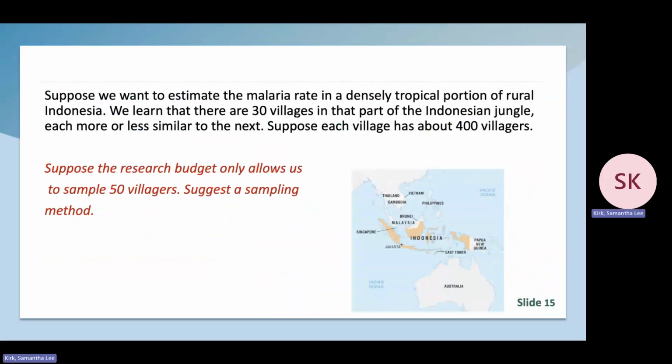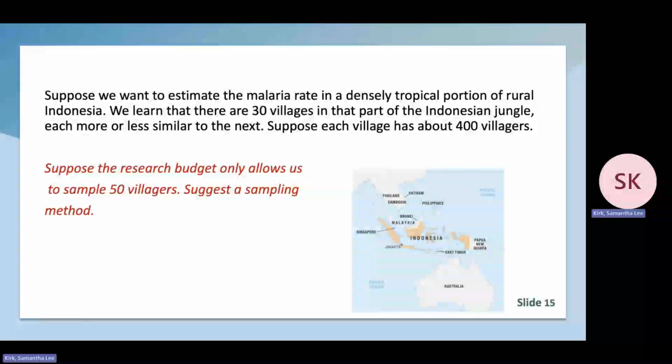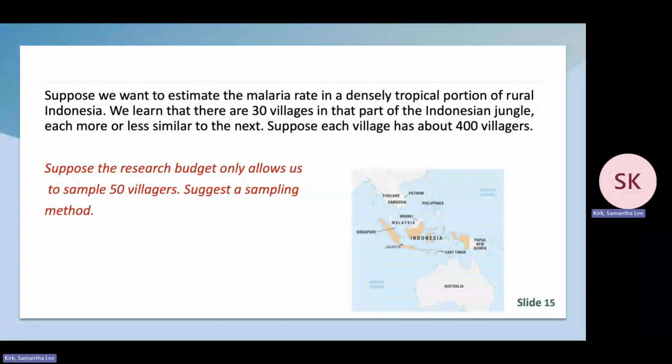Let's go back to that example of the malaria rate in a densely tropical portion of Indonesia. Now remember that we have 30 villages, and each village is more or less similar to the next. Each village has about 400 villagers. Now you want to create a sample, but your research budget only allows 50 villagers in your sample. Suggest a sampling method.